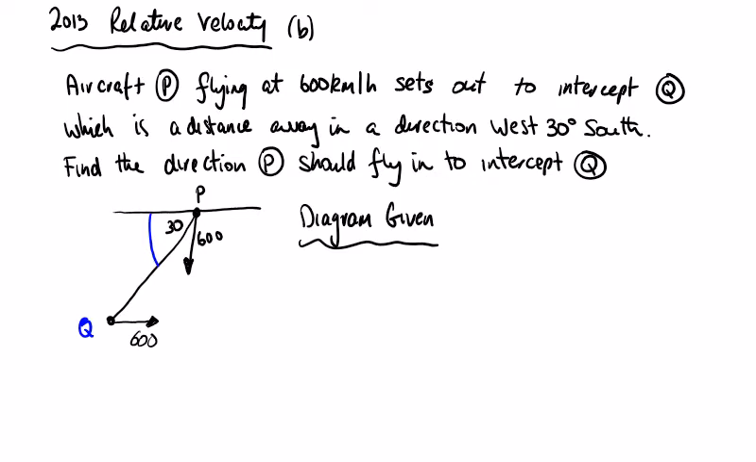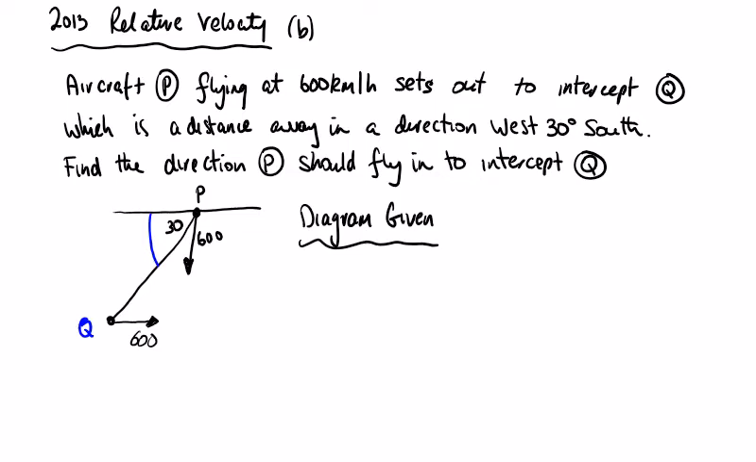Aircraft P, flying at 600 kilometers an hour, sets out to intercept Q, which is a distance away in a direction west 30 degrees south. Find the direction P should fly in to intercept Q. Okay, diagram's given. There is an easy way to do this question, which we'll look at the end, but let's do it the more regular way first.